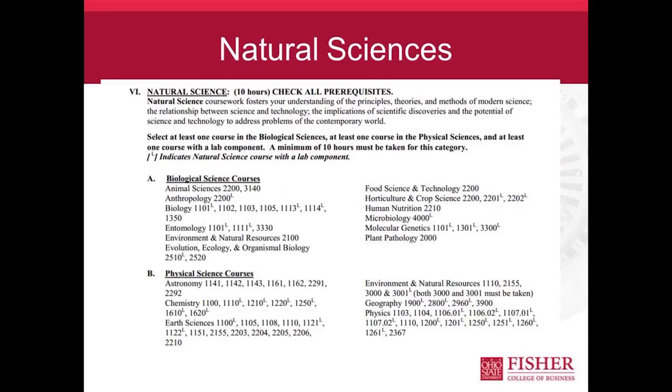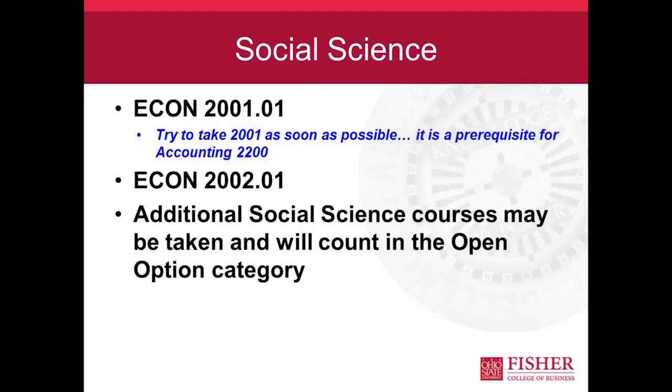Here is the list of natural sciences found in the Gen Ed course packet. The courses are divided into biological sciences and physical sciences. Any course with an L next to it is a lab course. Lab sciences are usually 4 to 5 credit hours.